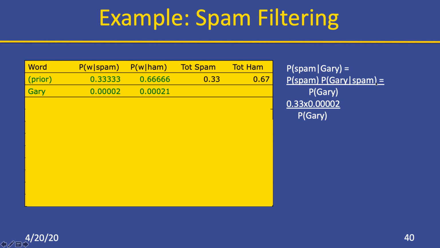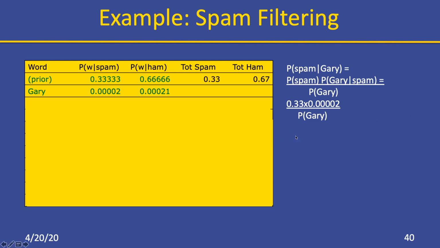But the joint probability of spam and Gary is given by P of spam times P of Gary given spam. Remember, we have a Bayes net here. All right, so P of spam is our prior probability of spam, that's 0.33. P of Gary given spam is also given to us by the model, it's 0.00002. We don't have P of Gary at this point, but we know how to compute it, or we know how to normalize so that we don't need to compute it.